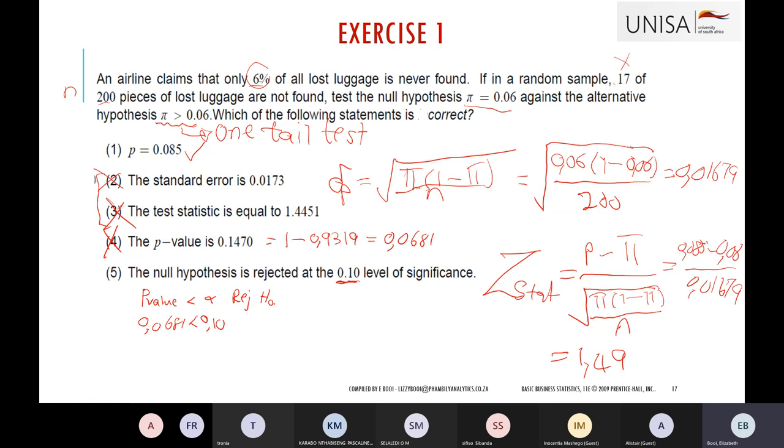So then we have a problem because we have two statements that are the same, unless their p-value, they left the p-value as 0.9319. So therefore it's bigger, it will not be less, it will be greater than. Therefore, we do not reject, and this statement says we reject, so that won't be correct.